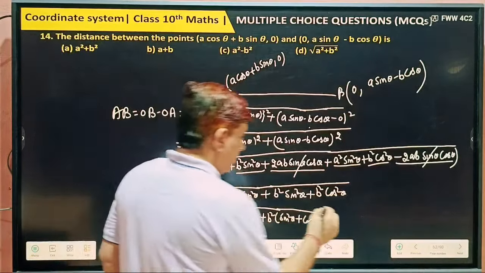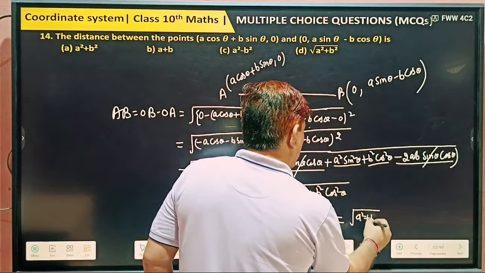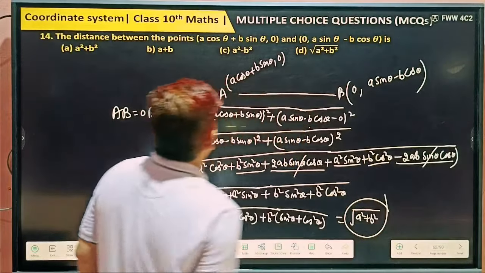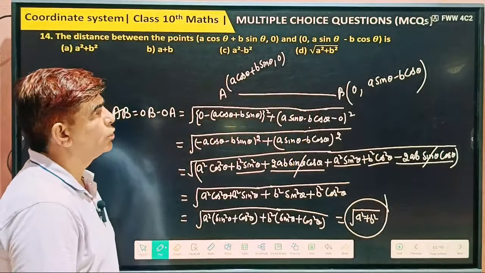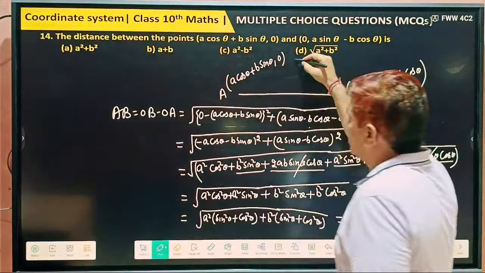This is equal to 1. So what has it become? Under the root A square plus B square. So the distance is how much? Under the root A square plus B square. So that is your answer.